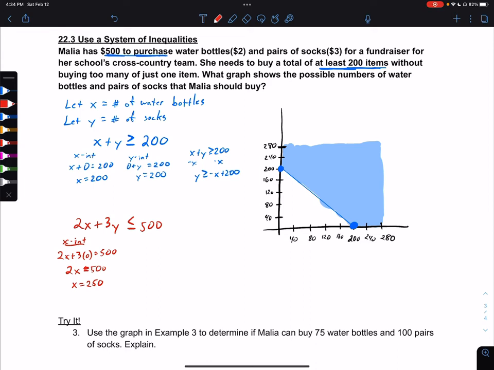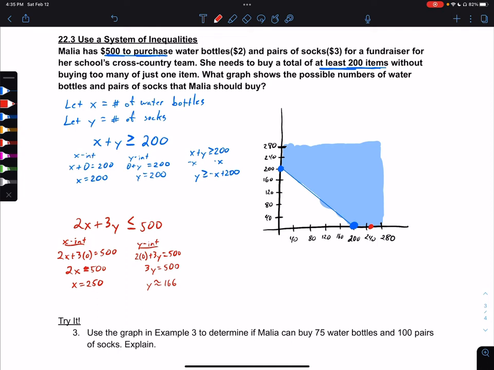So that's going to be somewhere in here. Again, we're not looking for perfection because we're drawing a sketch. And then for my y-intercept, I would do 2 times 0 plus 3y is less than or equal to 500, or sorry, equal. So let's make these equal. So 3y would be equal to 500. And if I divide by 3, y is approximately 133. Is that right? No, 166. Sorry. It's approximately 166.